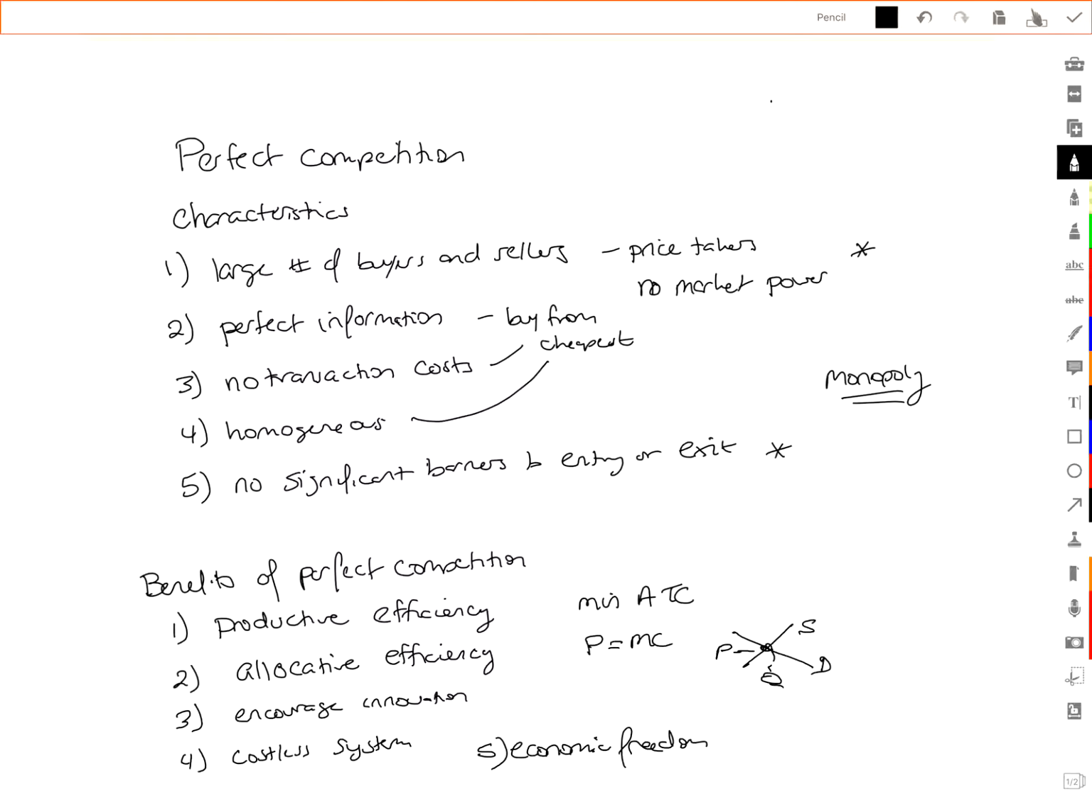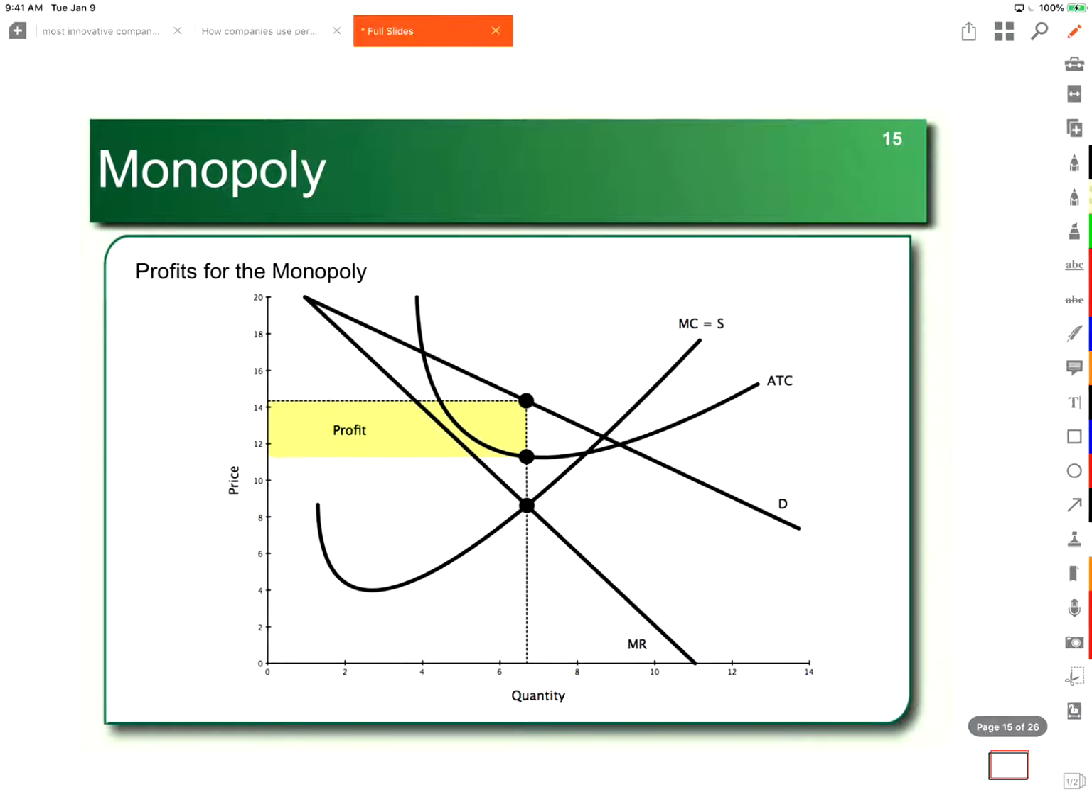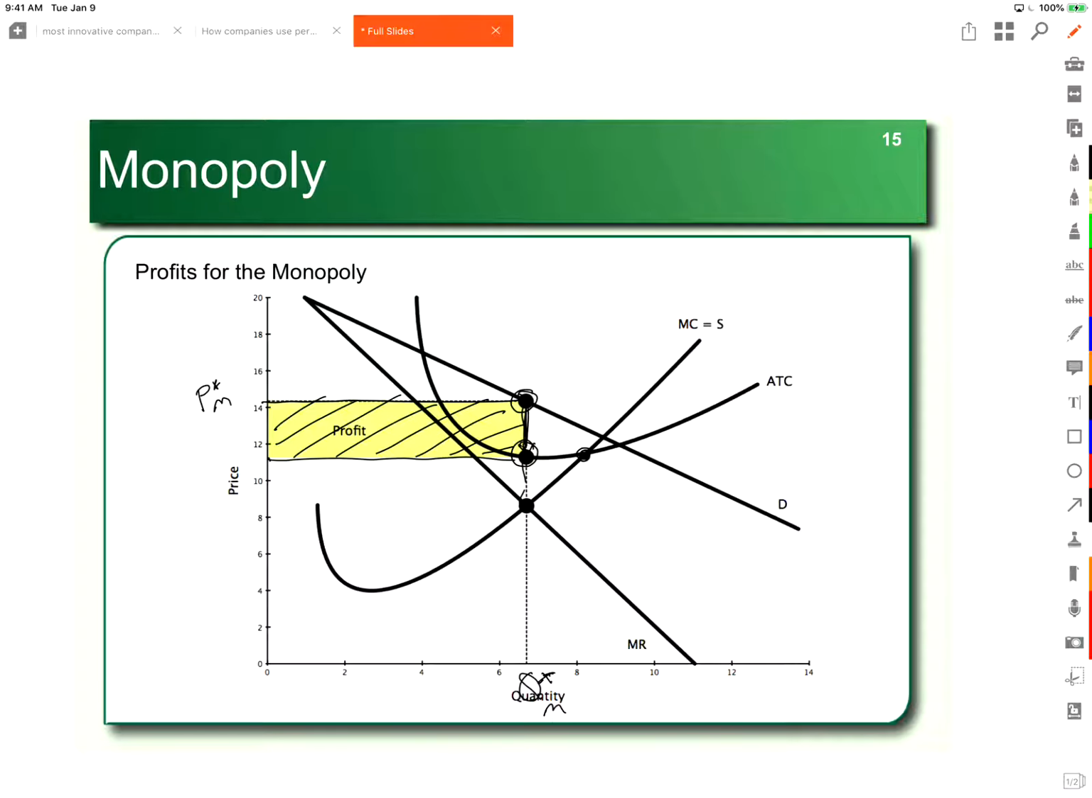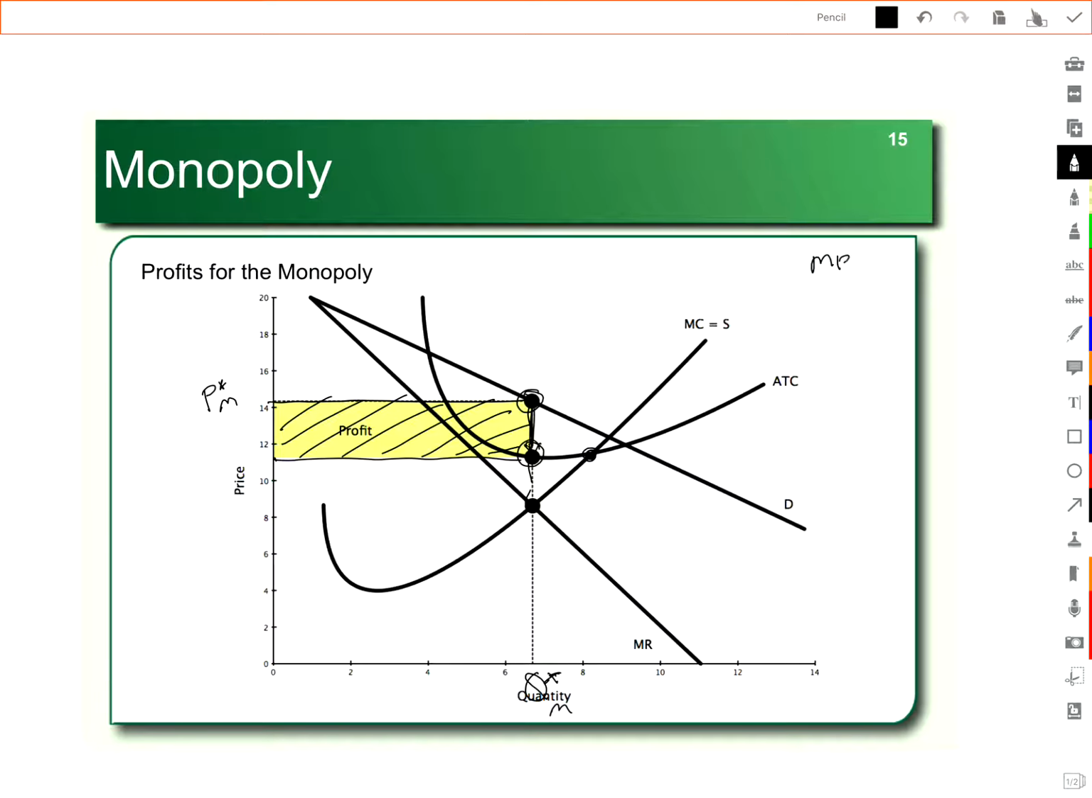Let's look now more at that productive and allocative efficiency aspect of the perfectly competitive market as we compare perfect competition and monopolies. So let's go back to our graph for how monopolies decide how much to produce and at what price. So recall that monopolies will produce until marginal revenue equals marginal cost. That determined the quantity for the monopoly. And then we looked at how much the customer was willing to pay, and that determined the price for the monopoly. So let's do a comparison now of the monopoly versus the perfectly competitive market.